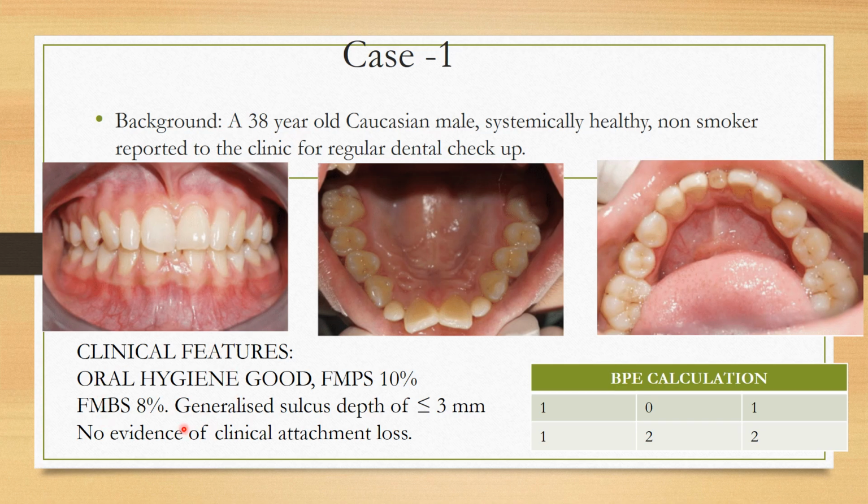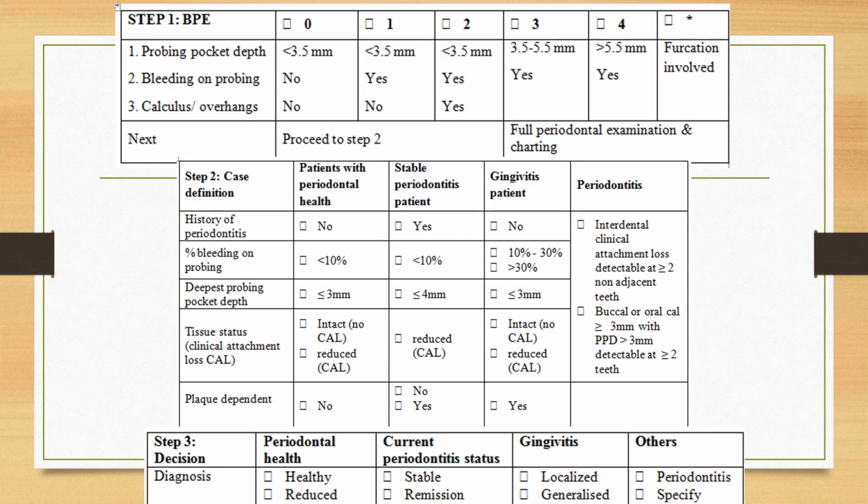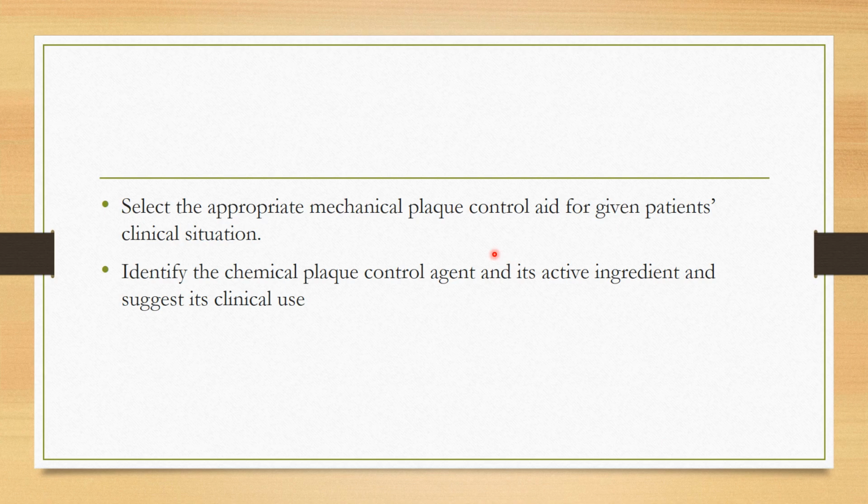Clinical features we have given: oral hygiene good, full mouth plaque score 10%, full mouth bleeding score 8%, generalized sulcus depth of less than 3 mm, no evidence of clinical attachment loss. BPE scores also we have given. This is a chart we have provided for step 1 BPE and step 2, and you have to come to the correct diagnosis. Along with that, you have to give appropriate mechanical plaque control aid for this given case patient, and also chemical plaque control agent. We have already covered under plaque control both the mechanical and chemical plaque control agents.